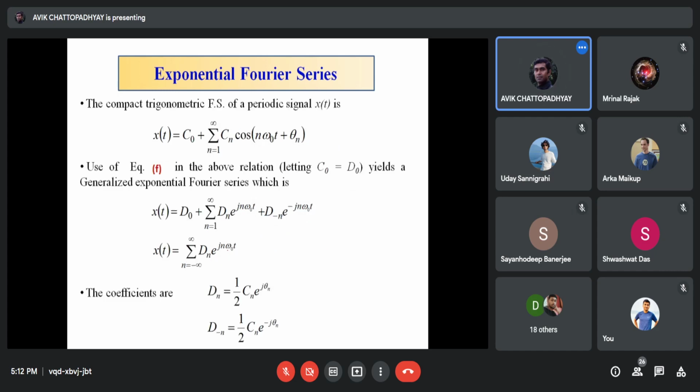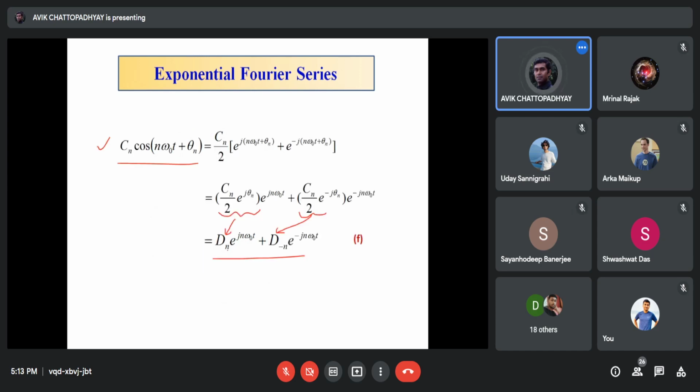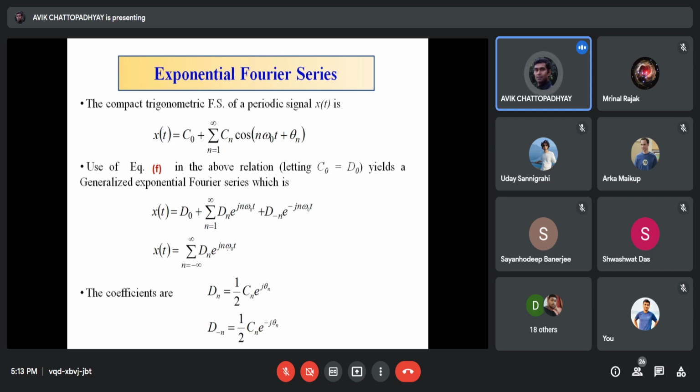Now here, if we use the equation F, the last one in the above calculation, because ultimately we have a DC term and this summation over all this, from n equals 1 to infinity, we can write again. We are not going to disturb that DC term. The DC term remains as it is.